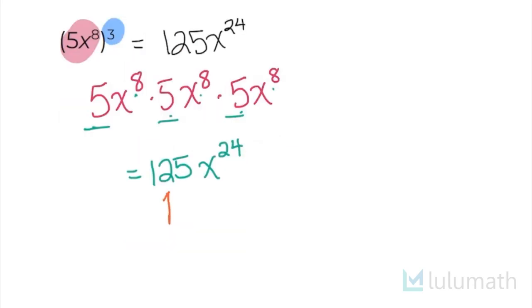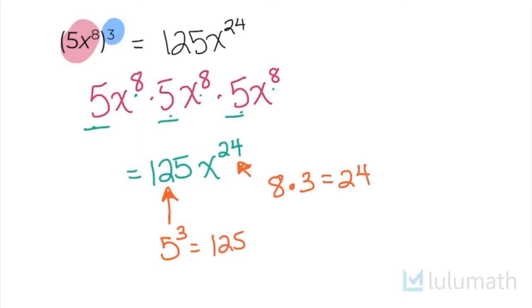So this 125 came from 5 to the power of 3, and this 24 came from multiplying our exponents, which means we multiply 8 times 3, and we get 24 here. And sorry, here this gives us 125.